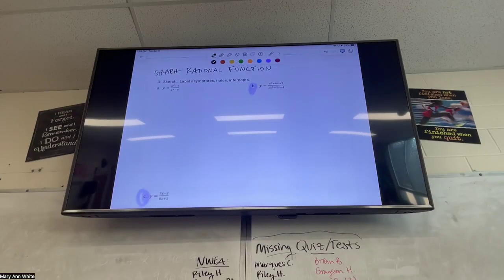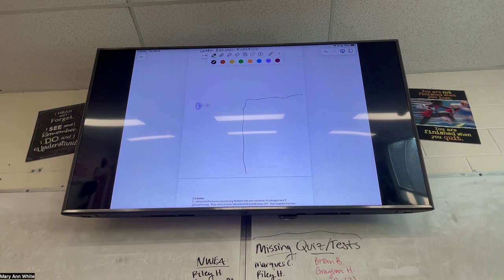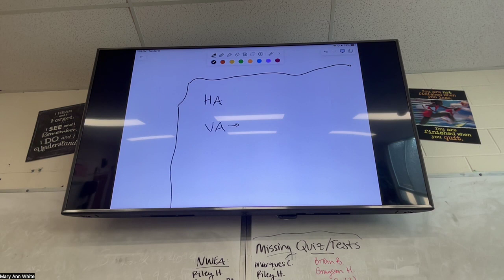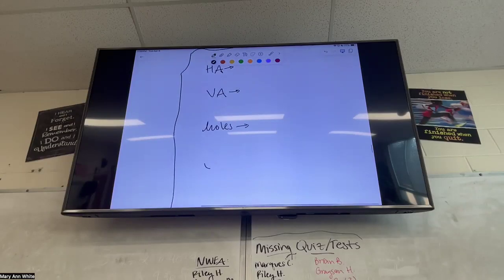Now, that being said, like Carson just said, we've got asymptotes and all that. So I'm going to make a little bit of notes over here. What kind of asymptotes do we have on these kinds of graphs? Horizontal? Vertical? What else do we have going on here? Holes, and intercepts. And then intercepts, we've got x-intercepts and y-intercepts.